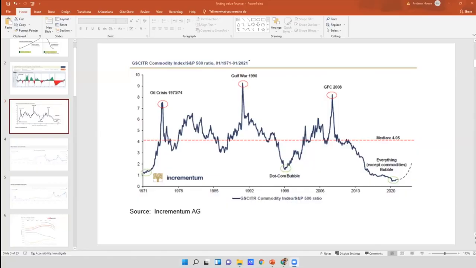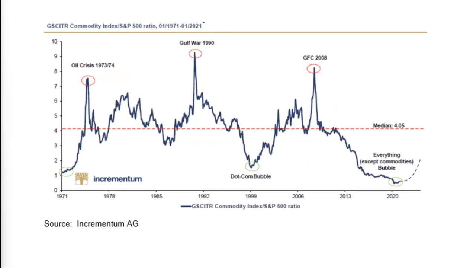So here's a ratio that has great interest to me. This is the commodity index to S&P 500 ratio. What this shows you is the commodity index divided by the S&P 500, and what it prints out.